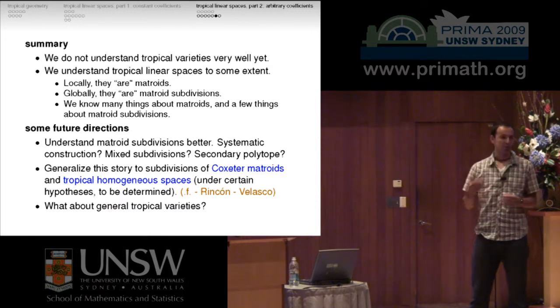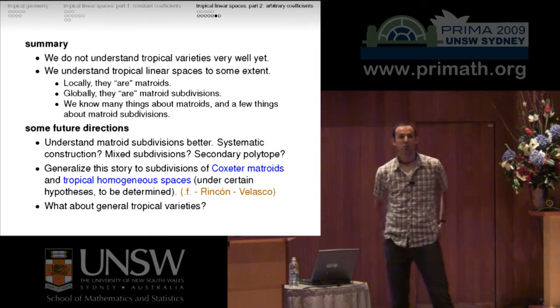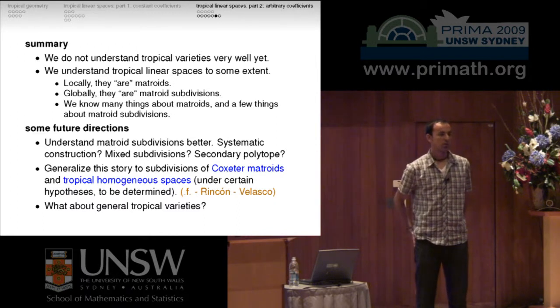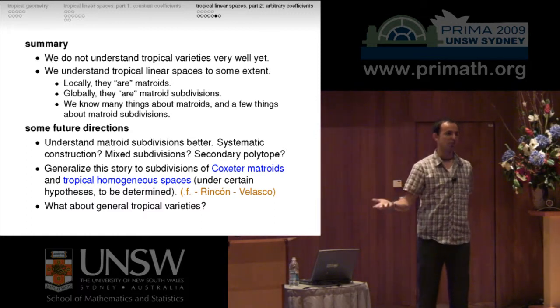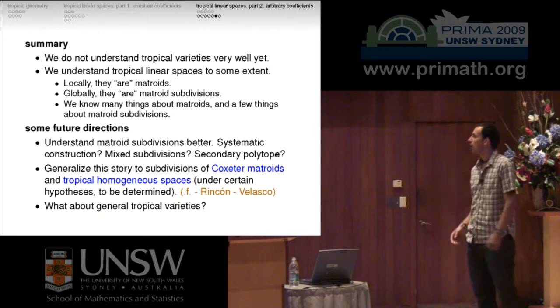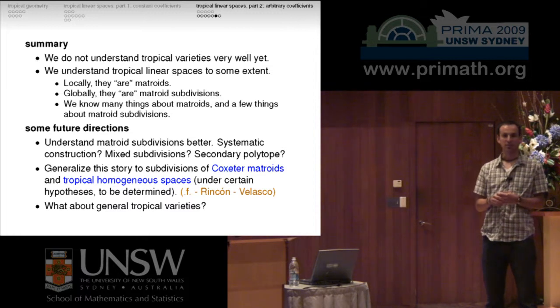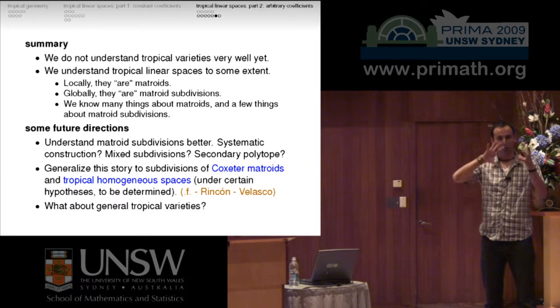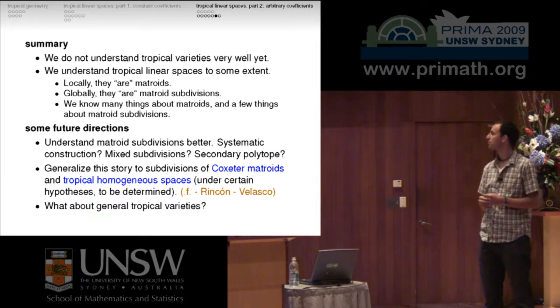So some of the future directions that we're working on is, like I said, just understanding what these matroid subdivisions can look like. We want to do this because we want to have consequences not only for tropical linear spaces, but in the setups studied by Kapranov and by Lafforgue. And there are things that we can ask, like we think we can interpret these things as mixed subdivisions. We hope that we can build some kind of secondary polytope that parametrizes these different subdivisions. So that's something we're trying to do.